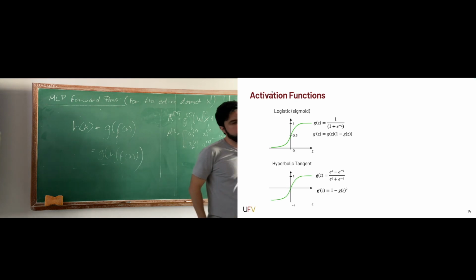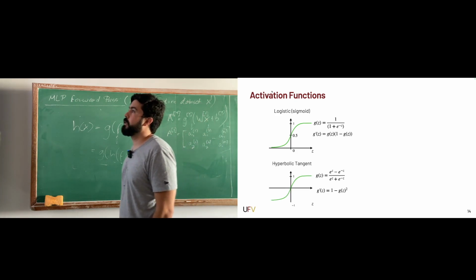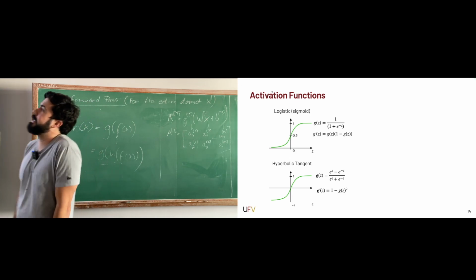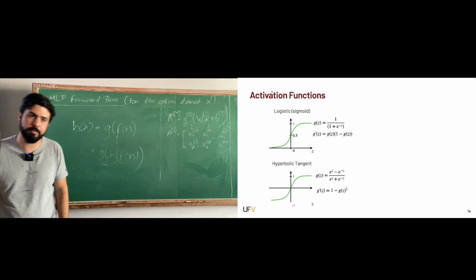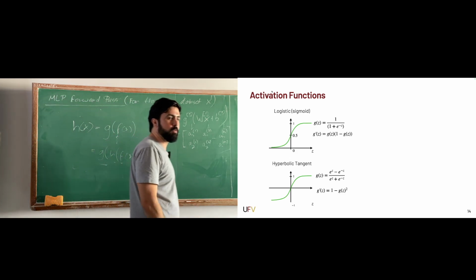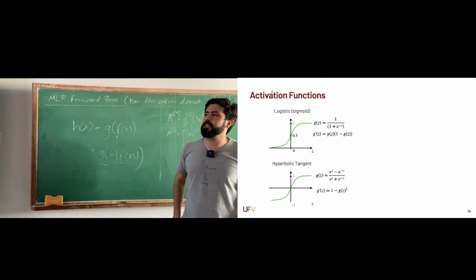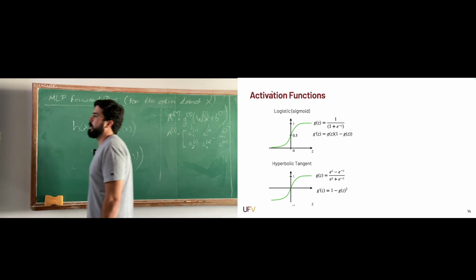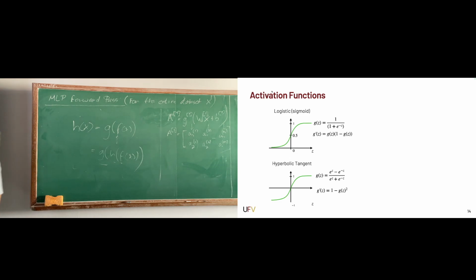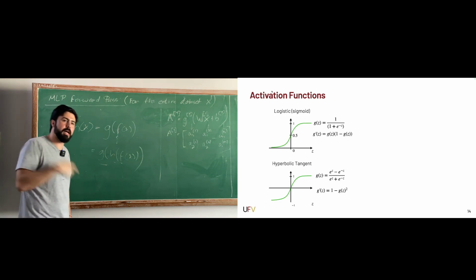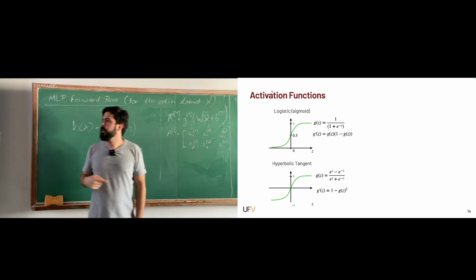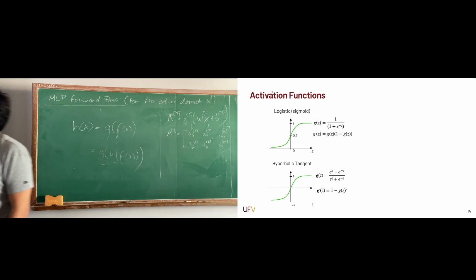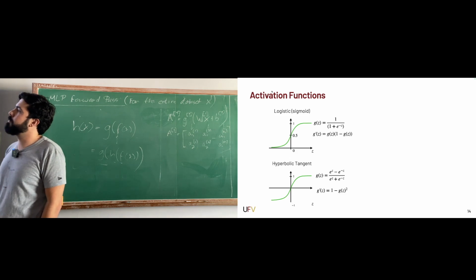Another common activation function that looks a lot like a sigmoid because it also has this S-shape, but is shifted a little bit on the y-axis, is the hyperbolic tangent function, which now tends to minus 1 as z goes to minus infinity, and plus 1 again when z tends to plus infinity.